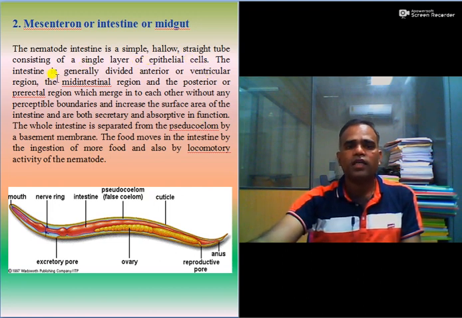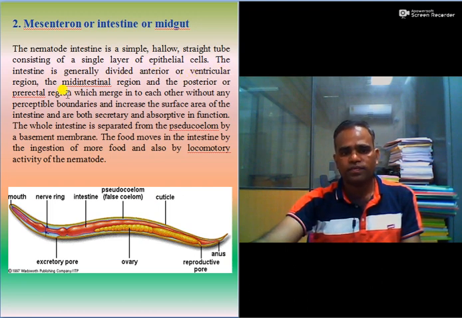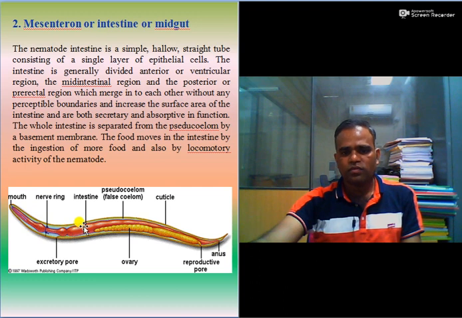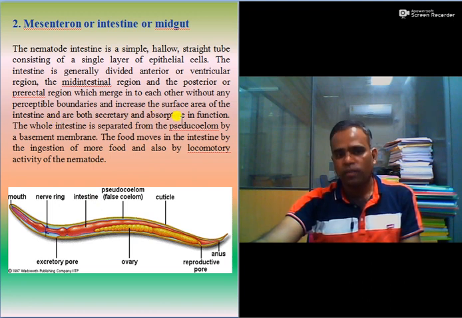The intestine is generally divided into the anterior or ventricular region, the mid-intestinal region, and the posterior or prerectal region, which merge into each other without any perceptible boundary. So it is just a straight tube. There is no boundary in the intestine, and these intestines are both secretory as well as absorptive in function.